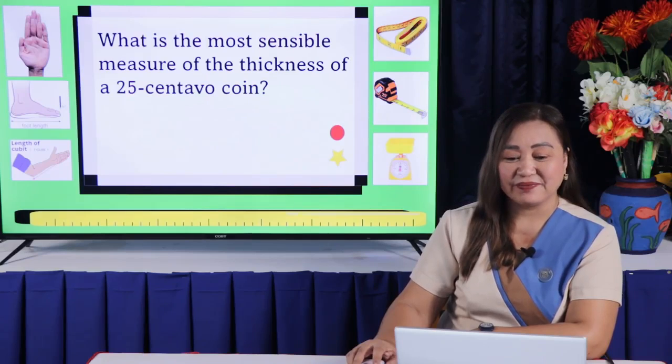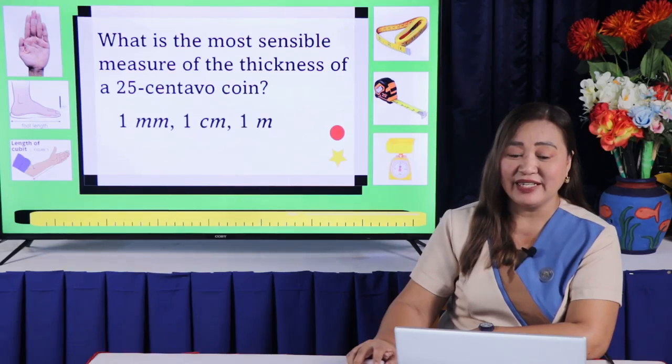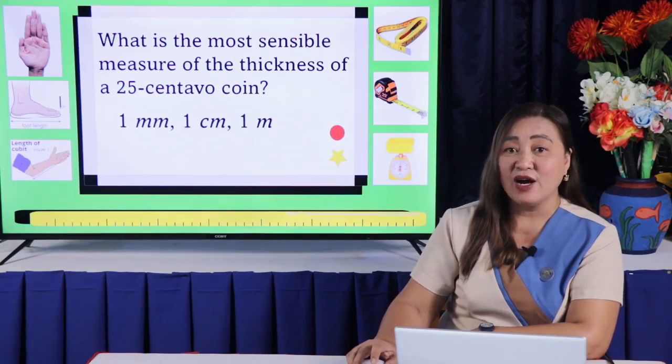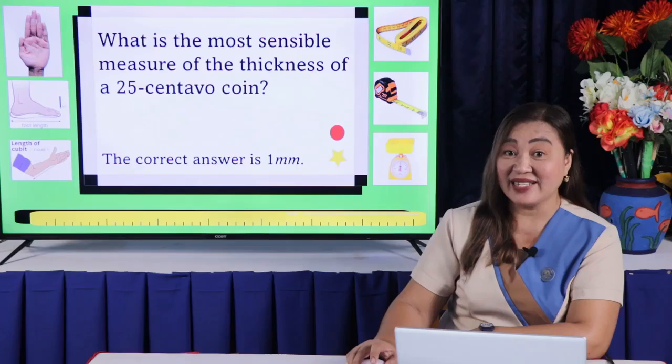Next question. What is the most sensible measure of the thickness of a 25 centavo coin? 1 millimeter, 1 centimeter, 1 meter. Again, what is the most sensible measure of the thickness of a 25 centavo coin? 1 millimeter, 1 centimeter, 1 meter. The correct answer is 1 millimeter.